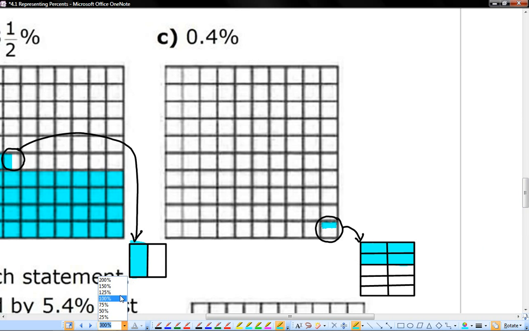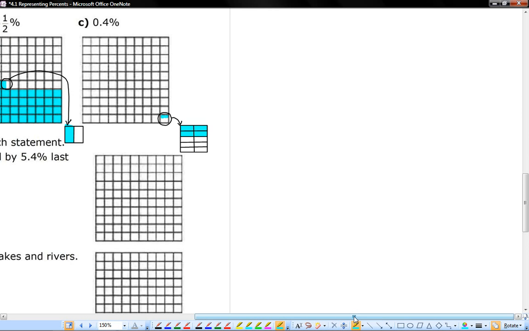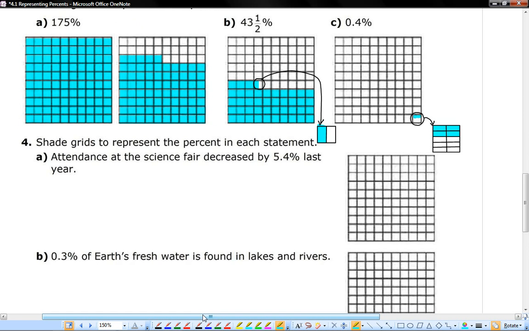So, we zoom back out. Take a look at, that's how we do number 3. So now we're going to shade in some grids, kind of a similar thing to what we were doing in number 3, but we're going to look at each statement and just take the percentage from that. The first one we want to look at: attendance at the science fair decreased by 5.4% last year. So I'm going to shade in 1, 2, 3, 4, 5, and then I have to do again 0.4.